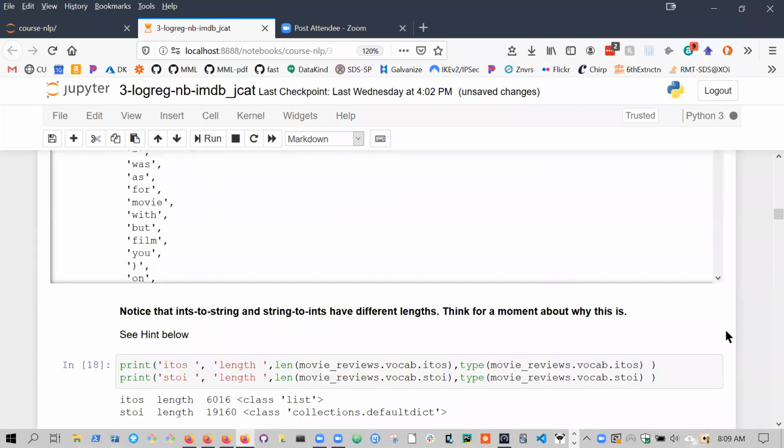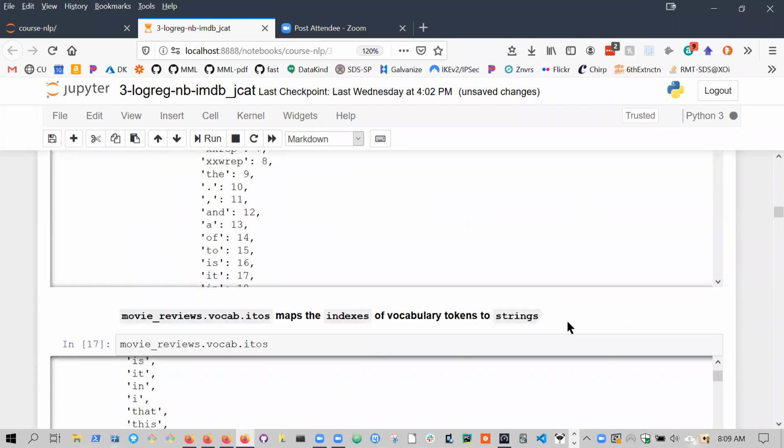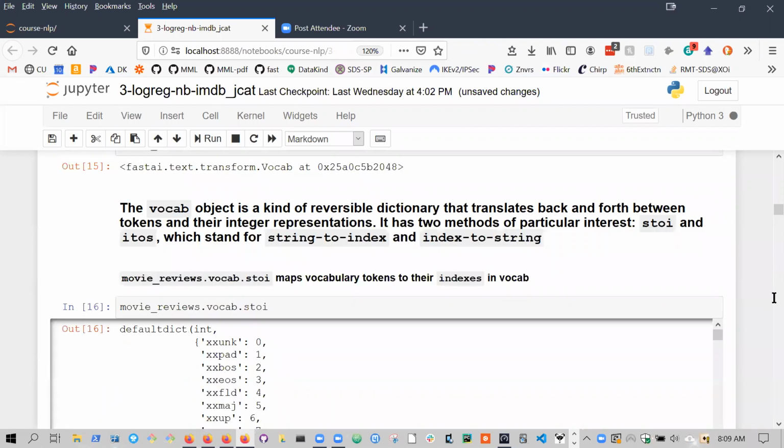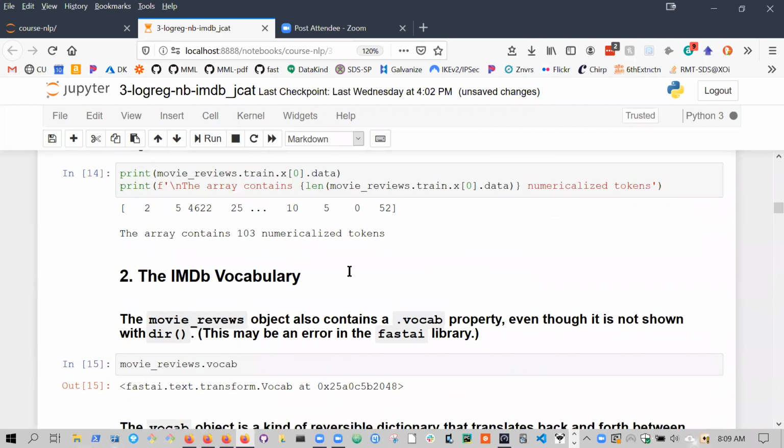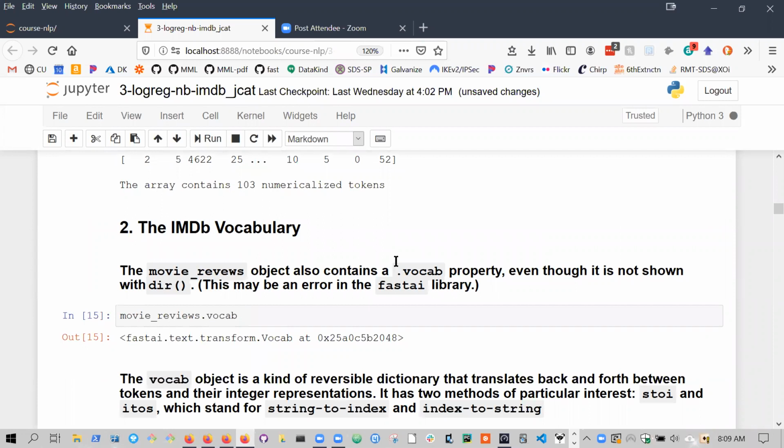There's a point here that I wanted to make. So there's a vocabulary object. The movie reviews object also contains a .vocab property. And the funny thing is, this is not shown. Usually you can see all the properties of an object by doing a DIR of the object. But if you do DIR of the movie reviews object, you won't see this .vocab property, even though it's there. So I'm not sure if this is an error in the FastAI library. It seems to me that it is.